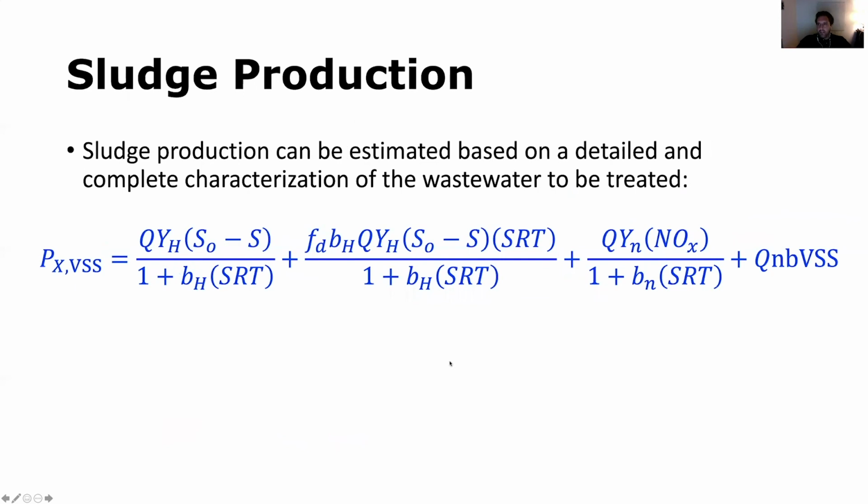We can also utilize these terms to estimate sludge production, and this is very important for several of the example problems that we'll be doing in a few minutes. So sludge production can be estimated based on a detailed and complete characterization of the wastewater to be treated. If we know these terms like flow rate and some assumed values for yield and the decay rate, as well as our SRT that we're using for design, our influent and effluent substrate concentration, and some other terms here, which I'll go into in a second, we can estimate the rate of sludge that's going to be produced in the system, which helps us plan how big our sludge management processes need to be sized for.